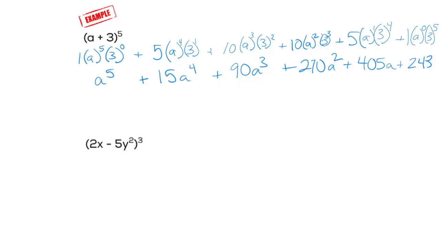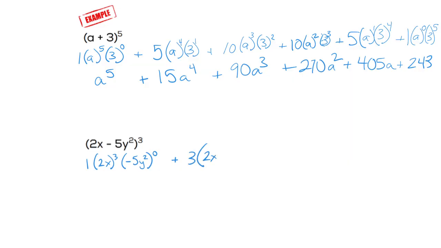Don't try to distribute this 3. We do not distribute powers. We're just going to run it through the binomial theorem. I'm looking at the 3rd row of Pascal's triangle. If you peek back, that's the one that's going to have the 3 in it because it starts off at row 0. So the coefficients are 1, 3, 3, 1. So here I go. I have a 1. The 2x is going to be at the highest power, and then I'm going to write it as a negative 5y squared to the 0, plus 3.